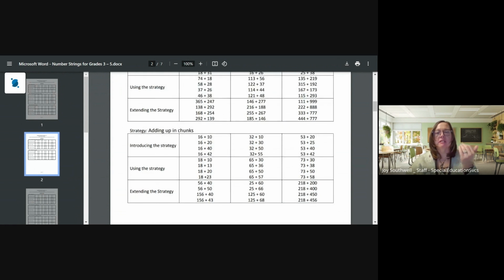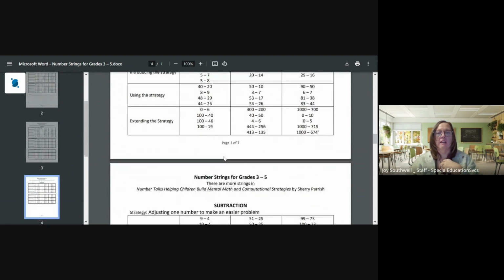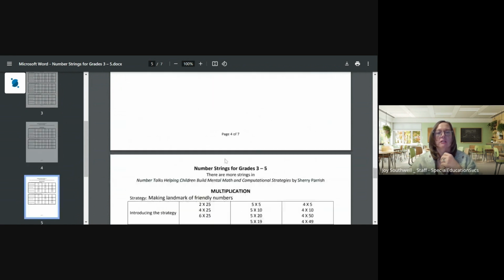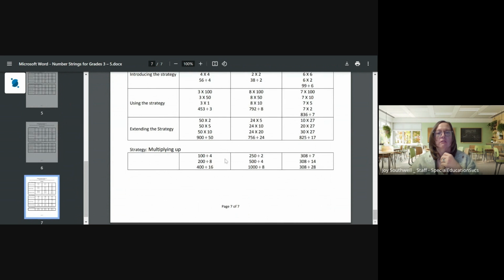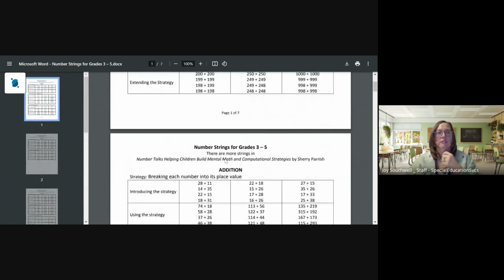Some of these problems don't seem to be as related to each other, but I do like these where they do 16 plus 10. So what you would do is teach some of these, and then you introduce that one problem in your math talk that relates to that. So there's some pretty cool ones in here. I think they go all the way through. Yep, they go all the way through multiplication and division. So some great resources that we found.